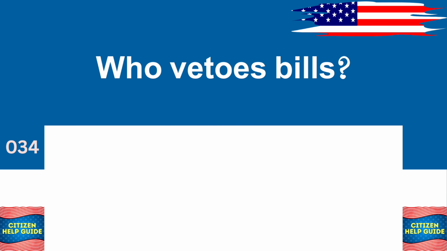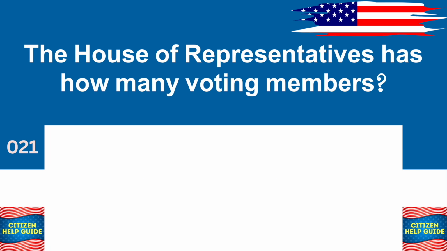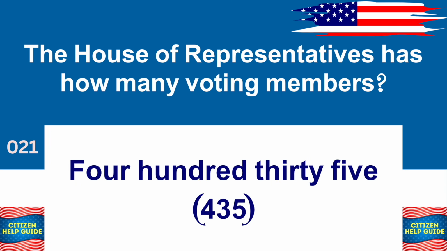Who vetoes bills? The President. The House of Representatives has how many voting members? 435.